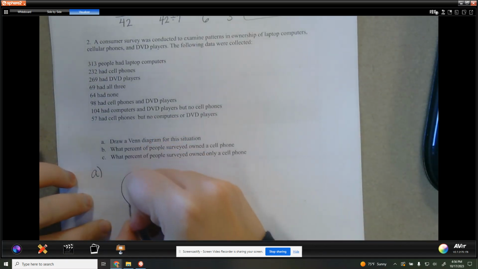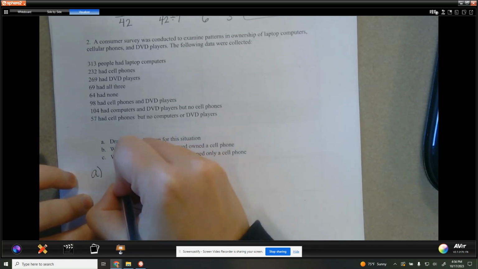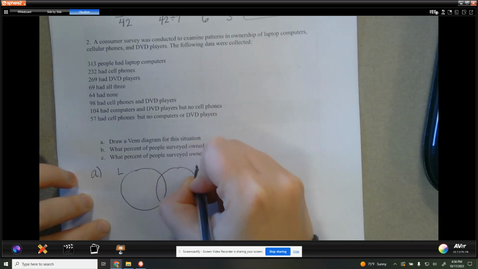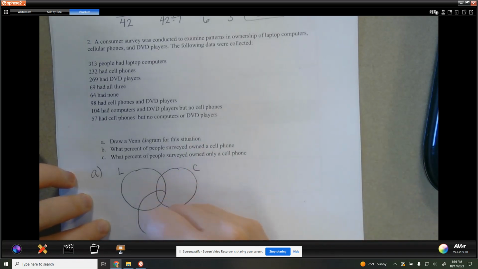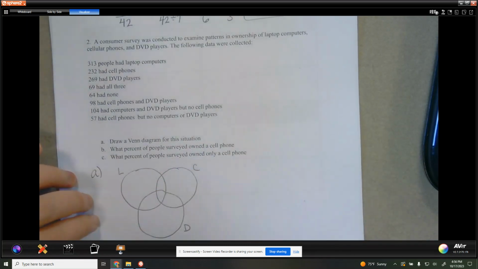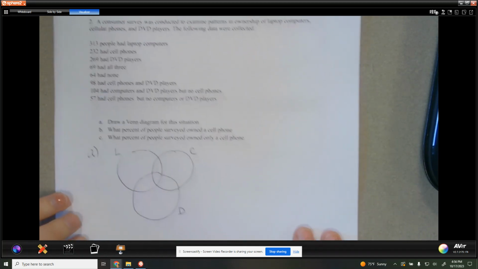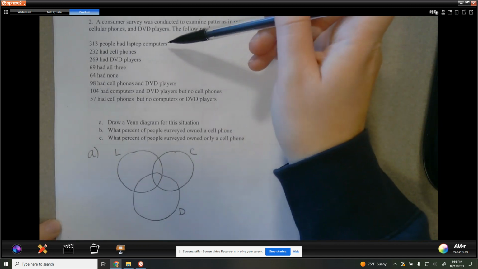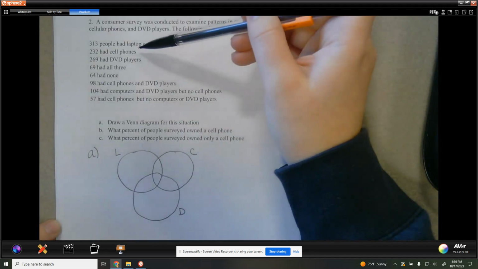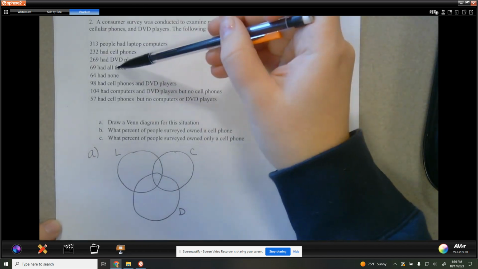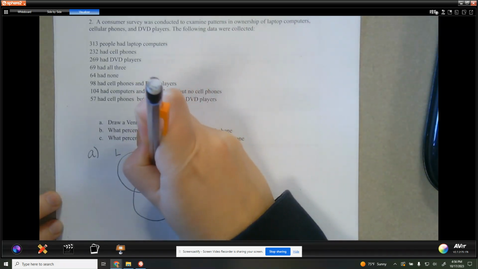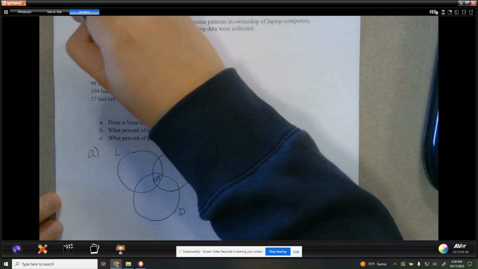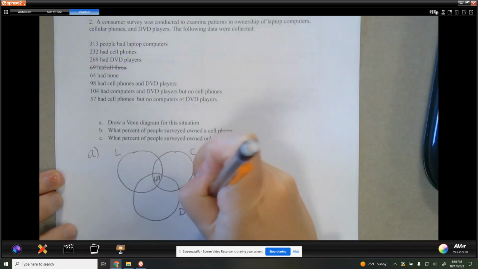All right, so one of these is about laptops. One of these is about cell phones. And one of these is about DVD players. All right, so these are totals that I'm going to have to wait on. So total computers, total cell phones, total DVDs. 69 had all three. So that we can start with. It goes right in the middle, right in that central spot where we want to start. 64 had none, so I'm putting those out here.